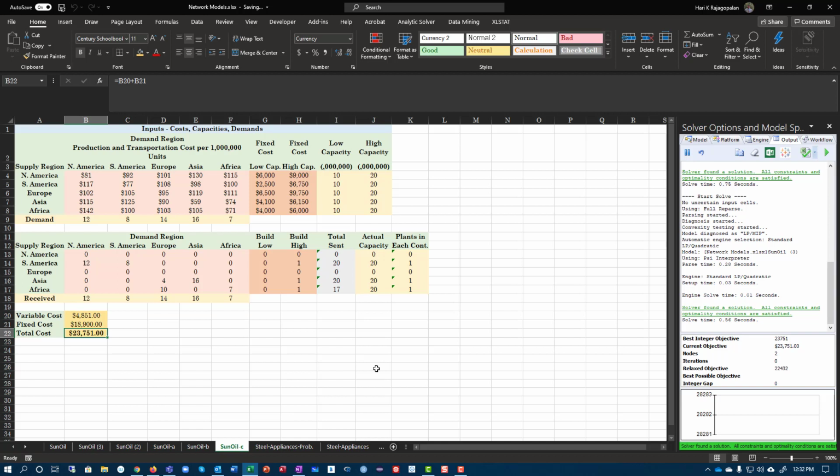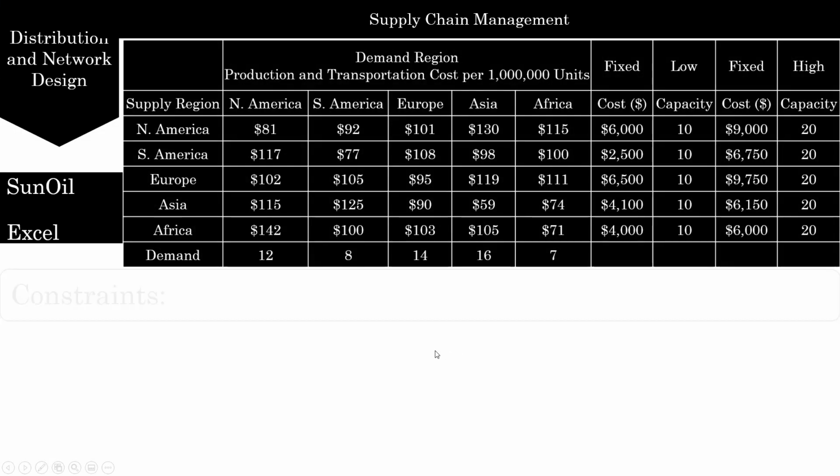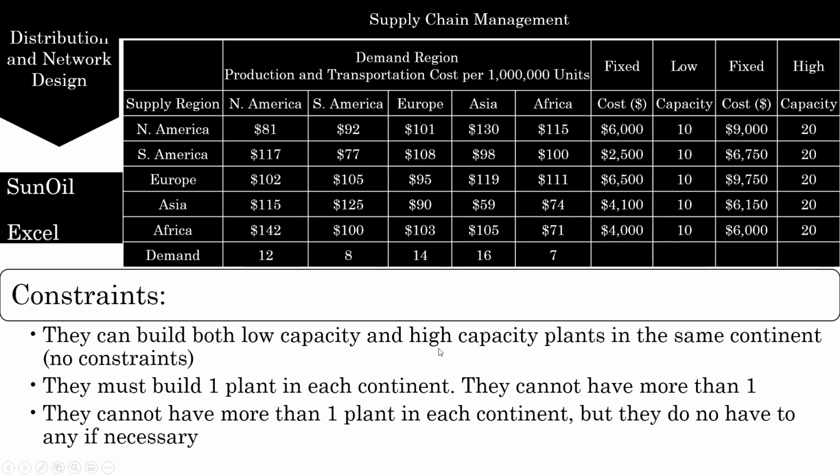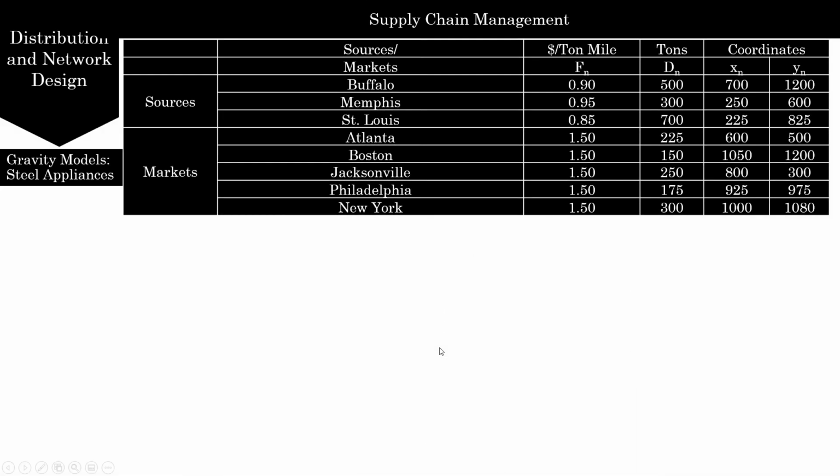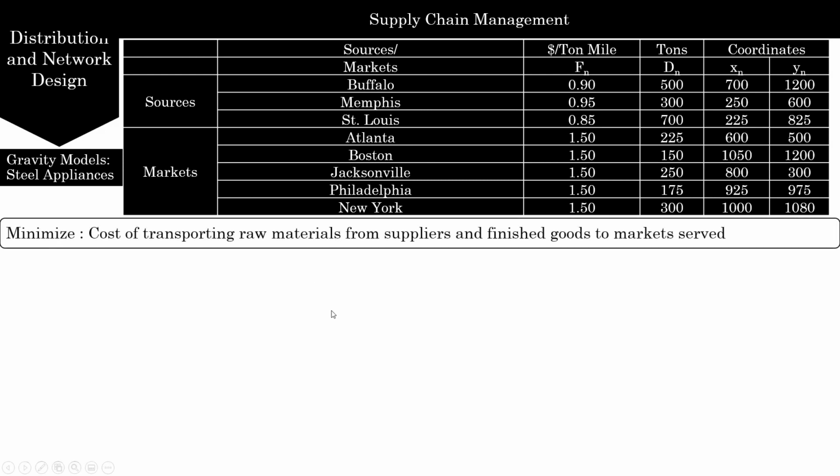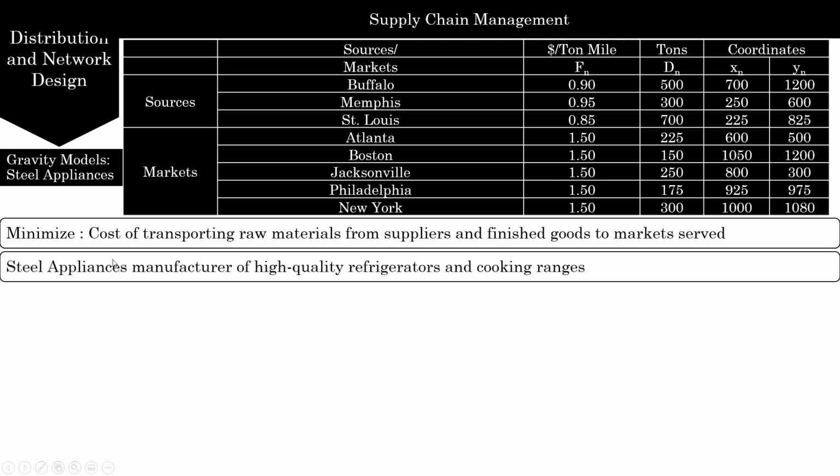So this is Sun Oil, and we talked about the initial part of where we are going to build a plant. So we finished this example of Sun Oil, and the next example is called a gravity location model. In this case, we have three sources, and we have about 5 markets, and we are given the cost in dollars per ton mile and the tons to be shipped and the coordinates. And we want to minimize the cost of transporting the raw materials from suppliers to finished goods to market served.